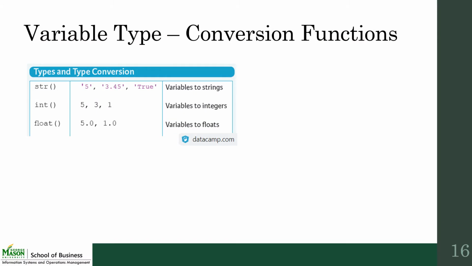It may be necessary to convert a defined variable that contains a specific value type to a different value type by using the type conversion functions. The illustration here shows 3 conversion type functions for a string, integer, and a float.